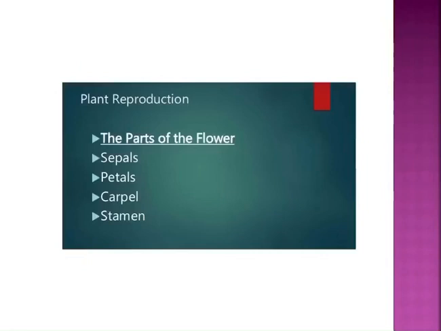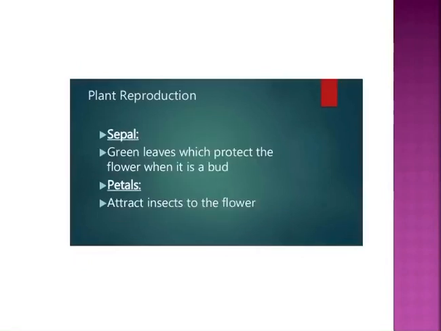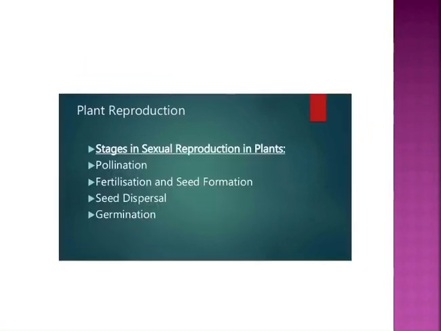Now, the four parts of the flower are sepals, petals, carpel, and stamen. The sepals are the green leaves which protect the flower when it is a bud. Petals attract insects to the flower, and these insects then help in pollination.